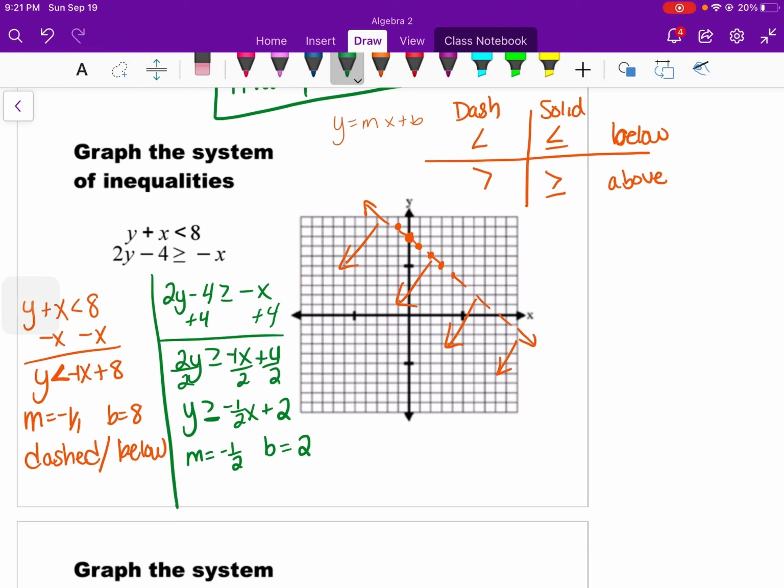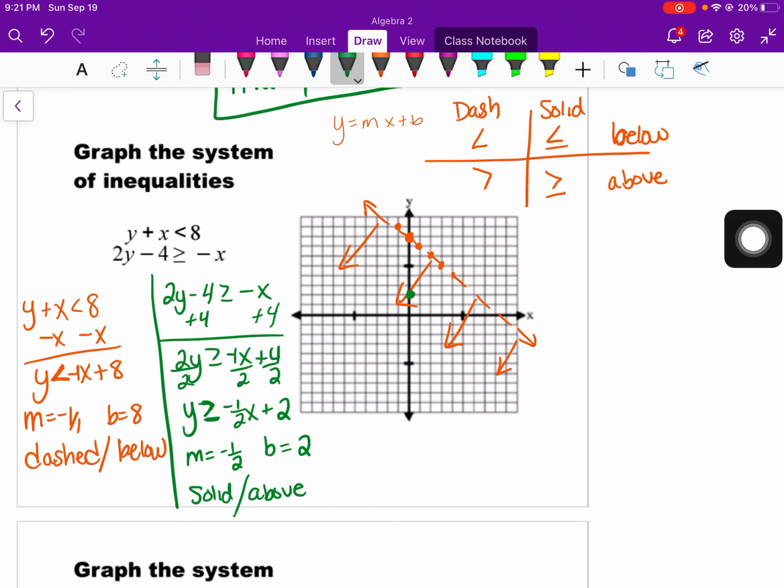It's greater than or equal to, so the equal to tells me that the points are included in my solution set, so my line will be solid. And it's greater than, so I'm going to be shading above this line. So I'm going to go to the y-axis, and I'm going to start at positive 2.